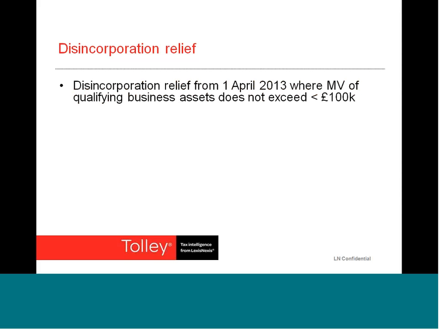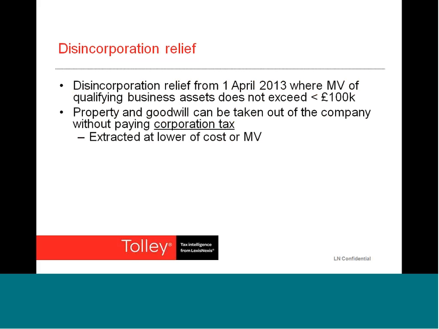And so what's going to happen is the shareholders of the company, or some of the shareholders of the company, are going to run the business as a partnership, or maybe a single shareholder is going to run it as a sole trader. Now, disincorporation relief will apply in that scenario where the market value of your qualifying business assets does not exceed £100,000. Now, your qualifying business assets are property, land and buildings, and goodwill.